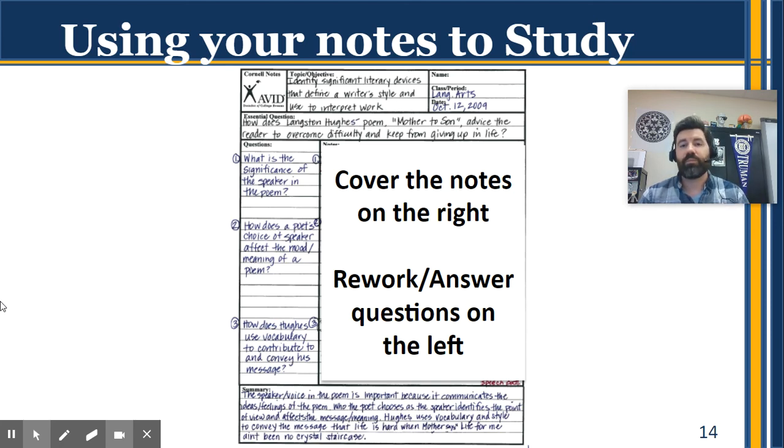It works really well with math. It works really well with science and social studies, you name it. You put those questions along the left, or you hear, what is the significance of the speaker in the poem? You're like, I don't know if I remember that or not. Well, underneath that piece of paper should be the answer to that question. So use those notes to help you study for your upcoming quizzes and exams.